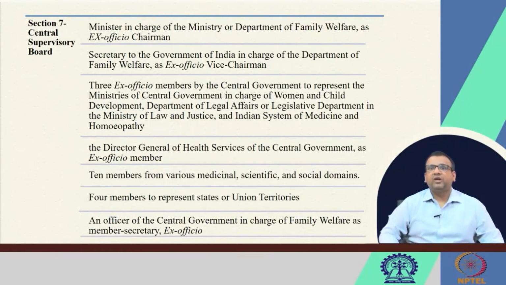10 members from various medicinal, scientific and social domains. 4 members to represent states or union territories. An officer of the central government in charge of family welfare as member secretary as ex officio. So, these are the following members which take part in the central supervisory board. One being the chairman, another is the vice chairman, 3 ex officio members and other 15 members who are medical experts related to the field. So, it is a must to know who all are included in the central supervisory board of the PCPNDT Act.